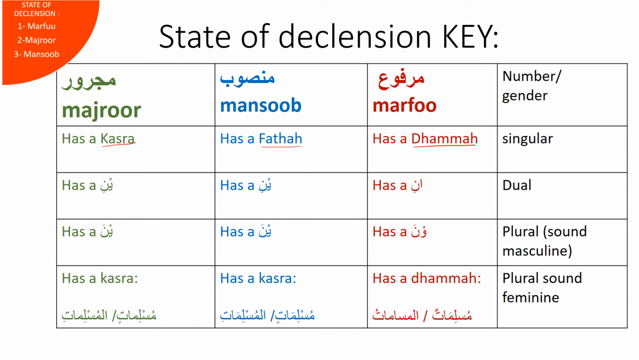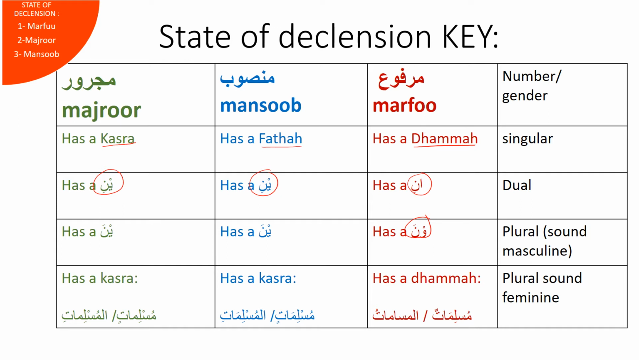For a dual, the marfu will have ani, like kitabani. For the dual mansub, it will have aini, like kitabaini. And for the dual majroor, it will have aini, like kitabaini, jannataini, muslimaini, etc. For the plural sound masculine, the marfu will have una, like muslimuna, mu'minuna, kafiruna.